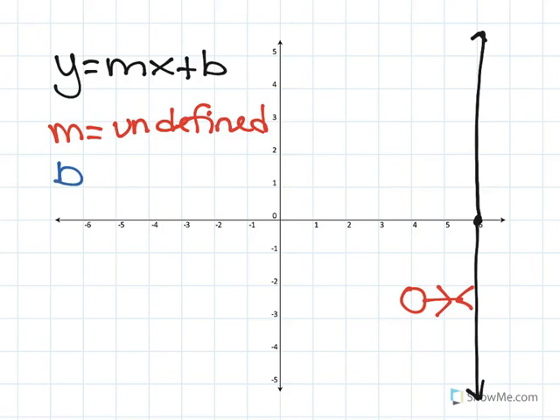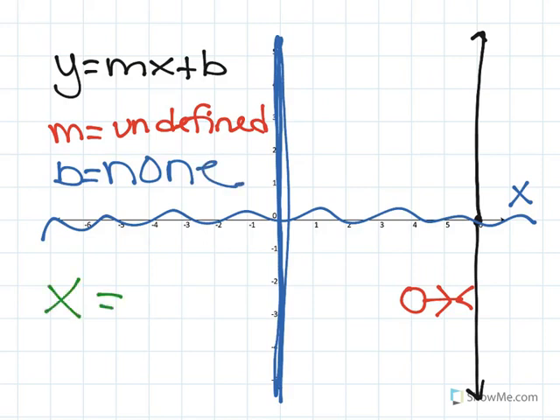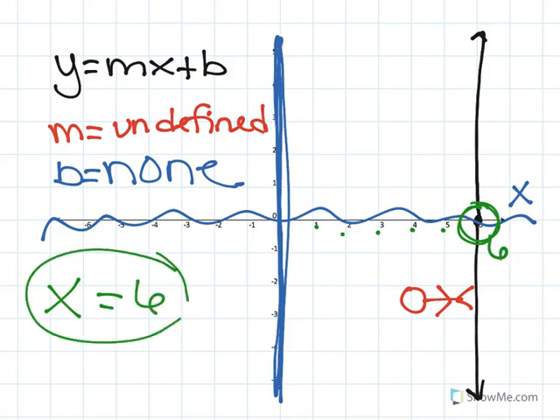Our b is the y-intercept, so it's where it would cross the y-axis. That line does not cross the y-axis, but it does cross the x-axis. So in this case, we do not have a y-intercept, we have an x-intercept. Our equation is actually going to become x equals the number that the dot is on. So 1, 2, 3, 4, 5, 6. So x equals 6 would be our equation.